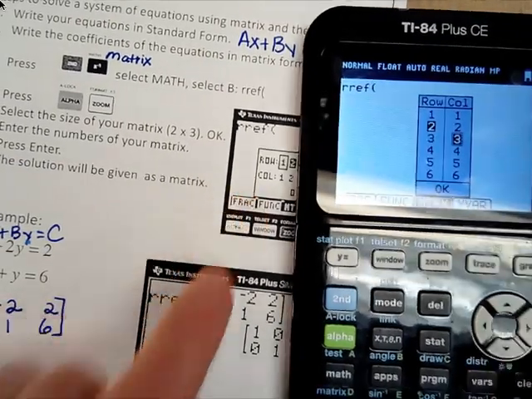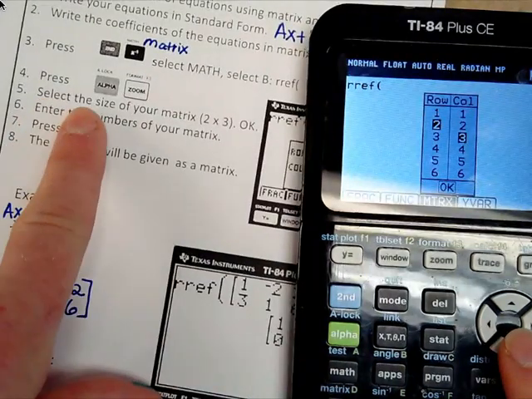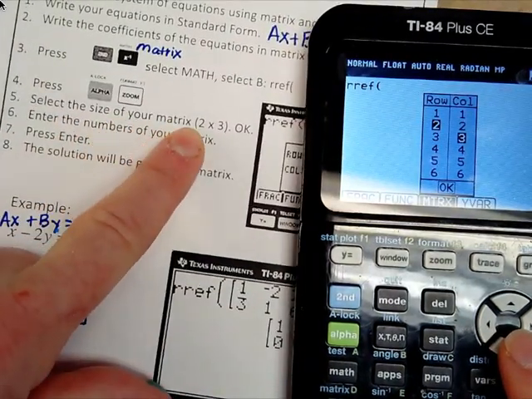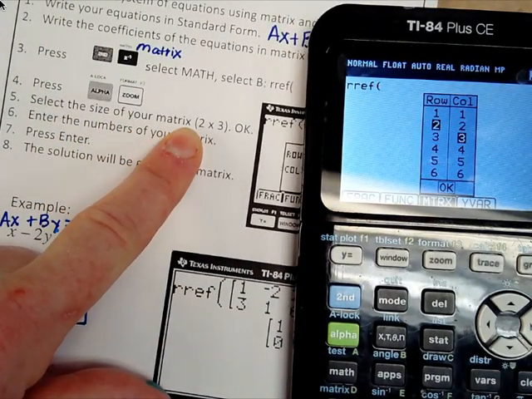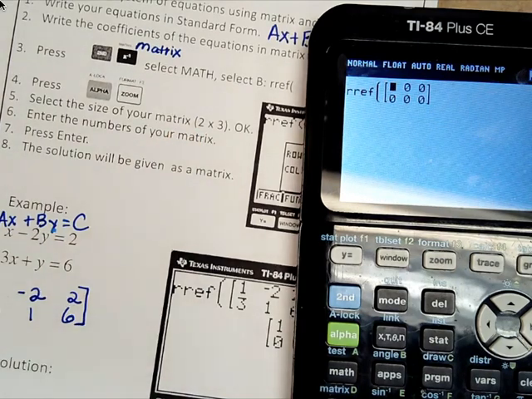Okay, so then we're going to go down and push OK. See how it says select the size of your matrix, 2 by 3. Push enter. Now it pops up a template for us to fill in. You won't push enter till you're done filling in that template.